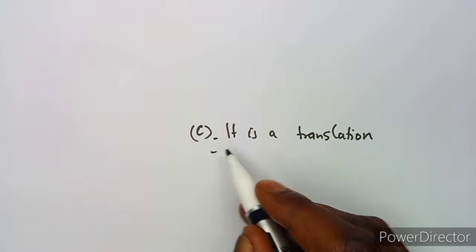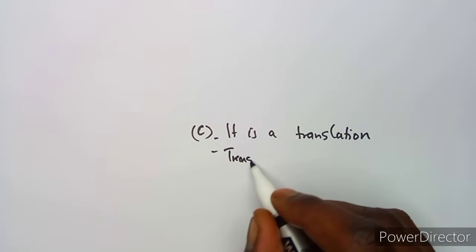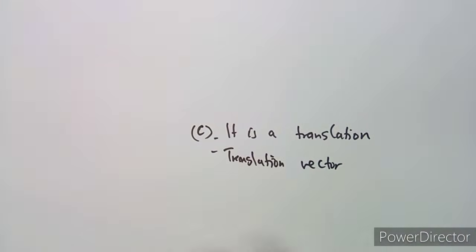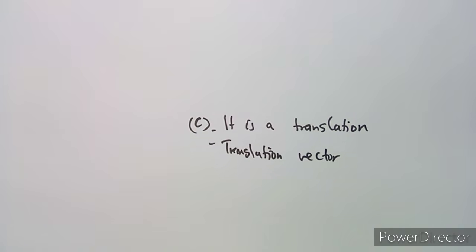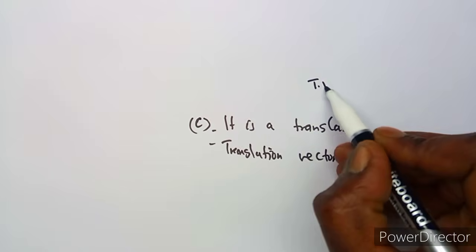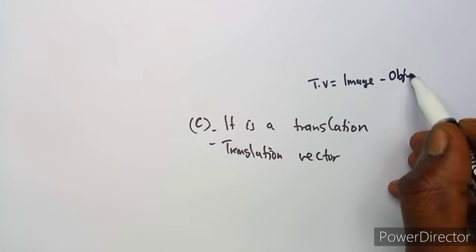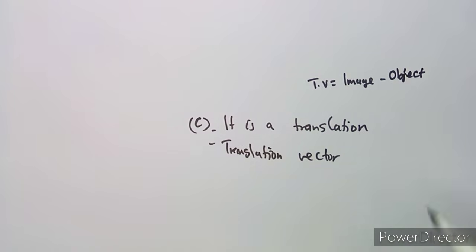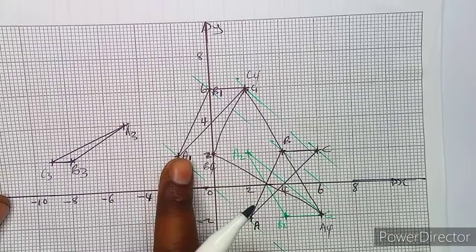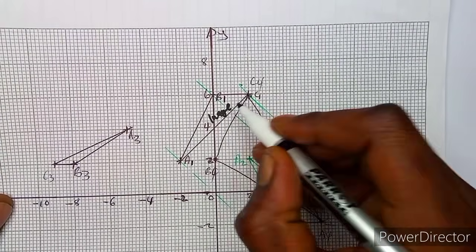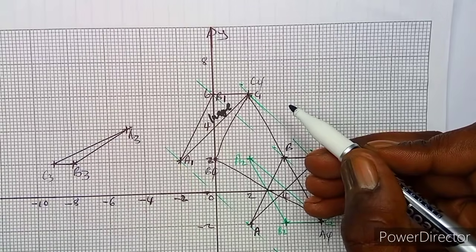What else do we need in this case for translation? We need the translation vector. So in this case, what is the translation vector? How do you find the translation vector? Remember, translation vector is equivalent to the image minus the object, but you have to write it as a vector, like the point as a vector. So you just choose corresponding points from your image. Remember, A1, B1, C1 is your image. We said this is our image, this one. So you take from the image back to the object.